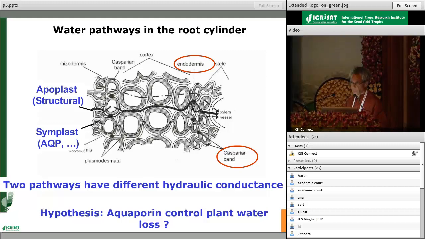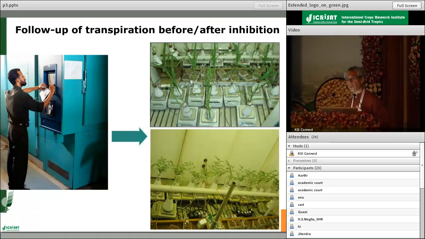So the way to test that is to measure transpiration responses when we either block the apoplast or inhibit the symplastic pathways. We've got balances, and the plants are sitting on balances, and then there's an automatic recording of the transpiration.